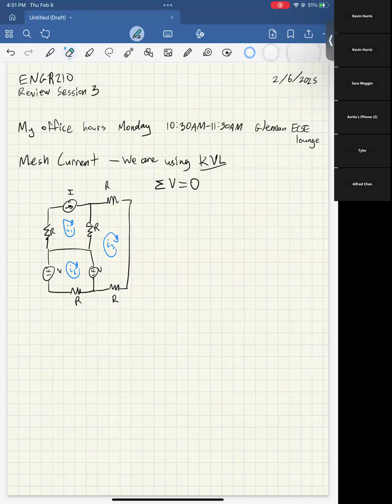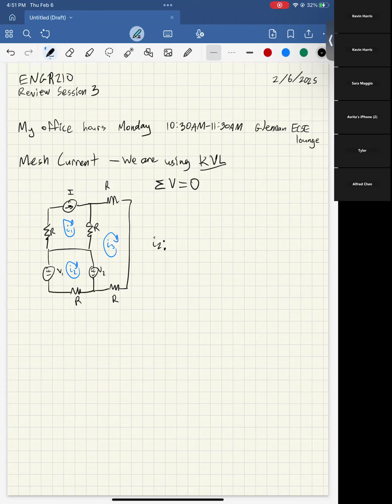Actually, I'm going to start with I2 because it'll make a bit more sense for this example. So for I2, we're looking at this loop. Start with whatever component you want, and write an equation. We look at the voltage of each component, sum all of them, and set that equal to 0. That's your equation. If I'm starting with the voltage source on the left, I'll call that V1 and the one on the right V2.